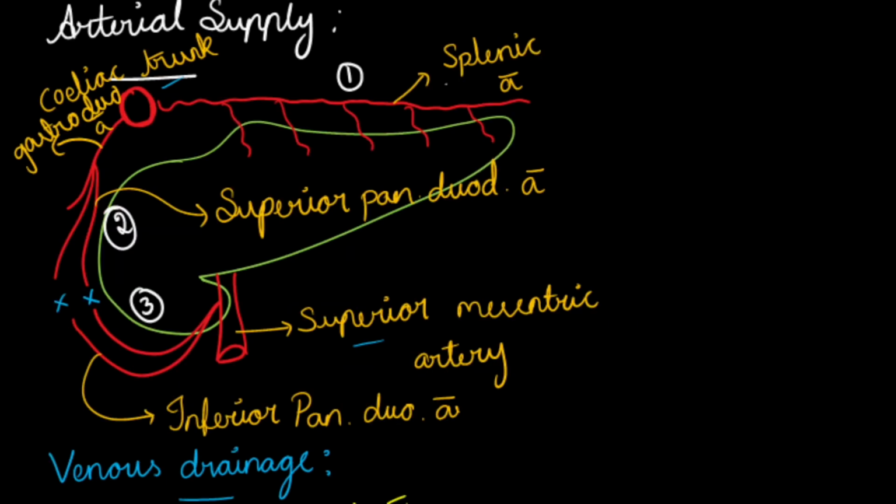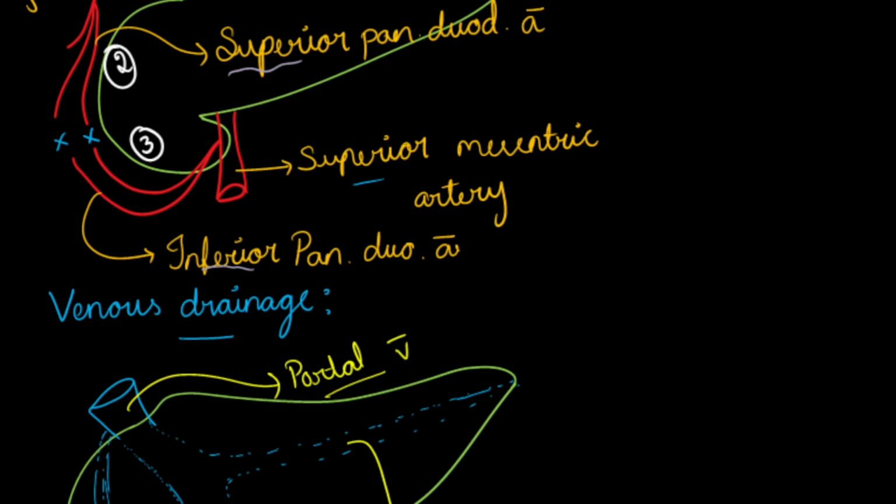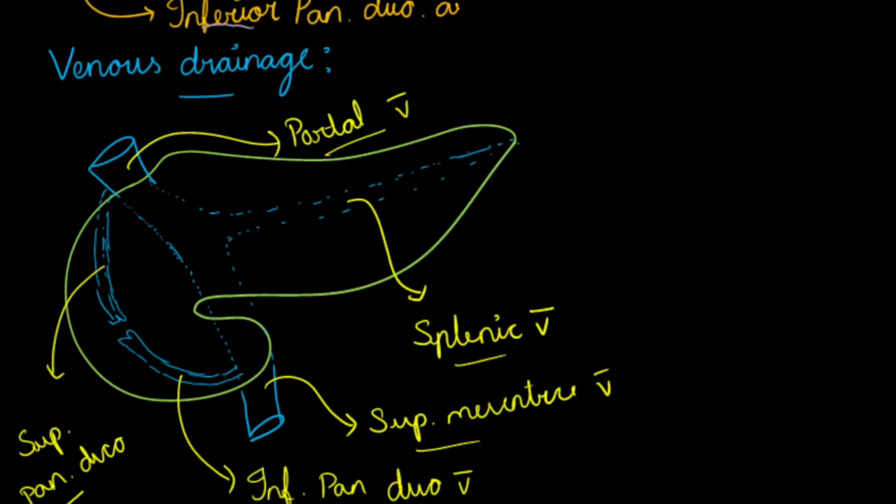Arterial supply is through the branches of the splenic artery, then through the superior pancreaticoduodenal artery, which arises from the gastroduodenal artery, and this gastroduodenal artery arises from the celiac trunk, and lastly through the inferior pancreaticoduodenal artery, which arises from the superior mesenteric artery. And then regarding the venous drainage, it's through the superior mesenteric vein, splenic vein, and portal vein situated here. You can see this. And here there will be small tributaries, the inferior pancreaticoduodenal vein and superior pancreaticoduodenal vein.